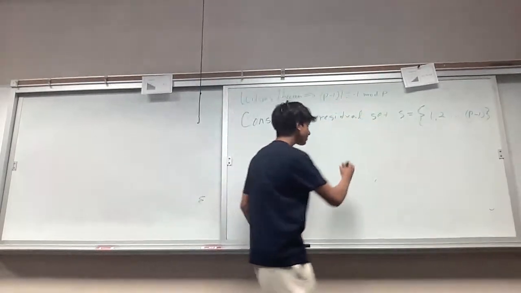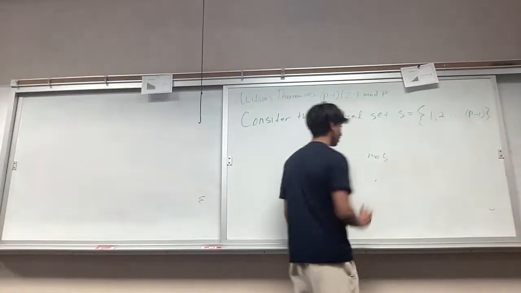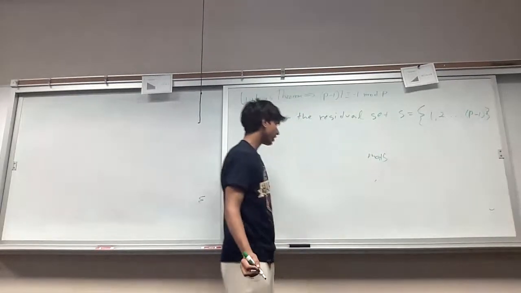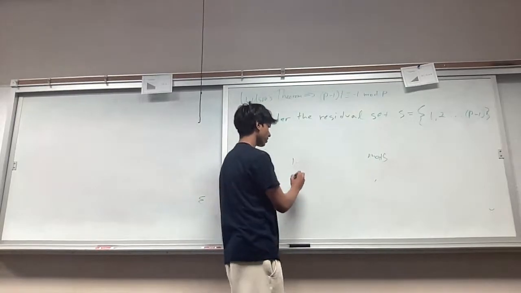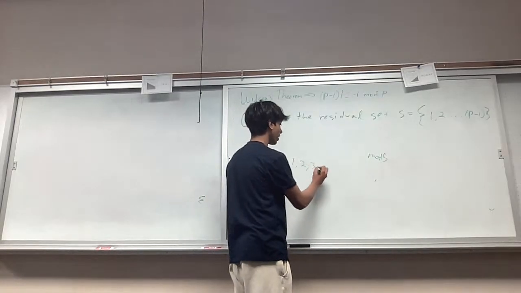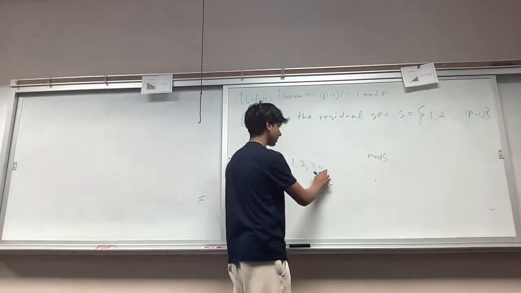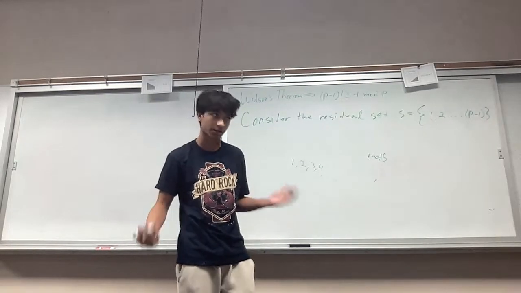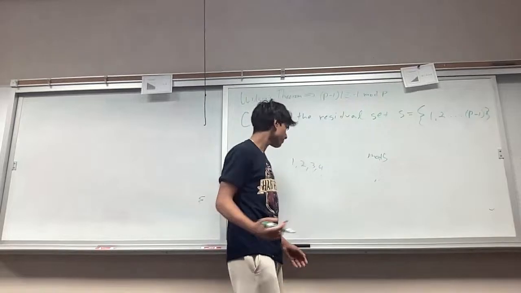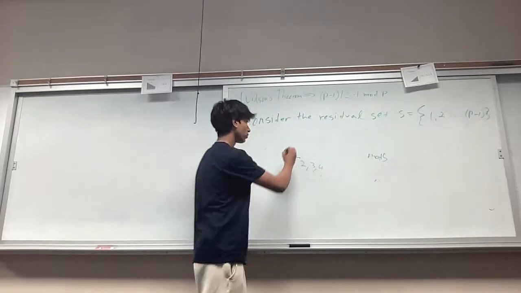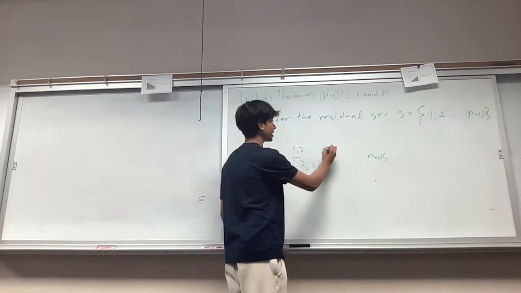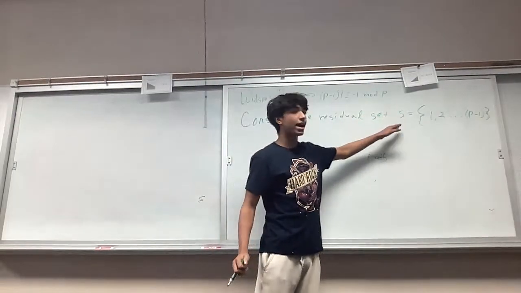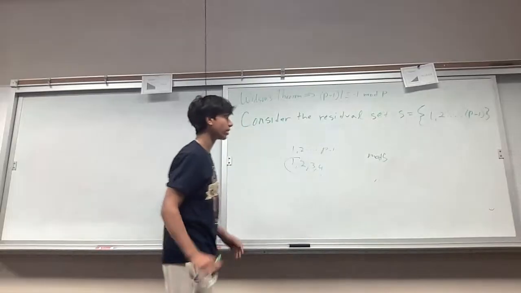Think about it in mod 5, right? In mod 5, an integer can either be 1 mod 5, 2 mod 5, 3 mod 5, 4 mod 5, and that's it. Can it be 5 mod 5? No, because if it's 5 mod 5, then that just means 0 mod 5. It's divisible by 5. These are the 4 options. 1, 2, all the way down to p minus 1. So thus we have defined S as the residual set in modulo p.